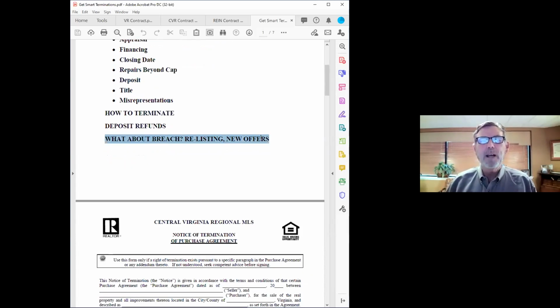So following up on Liz's question, what about breach, relistings, new offers? That comes up all the time. What about breach? So what do I mean? Let's say the other side, hold on, Shirley, I'll get with you. That's on page 2 of my outline, Shirley. What about breach? A situation where there's not an explicit right to terminate. It's just the other side's in breach. They won't close. You can't get them to do what they're supposed to do. Well, can you terminate?